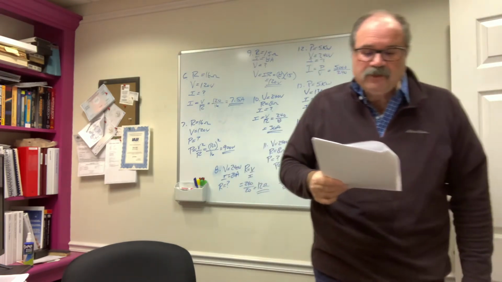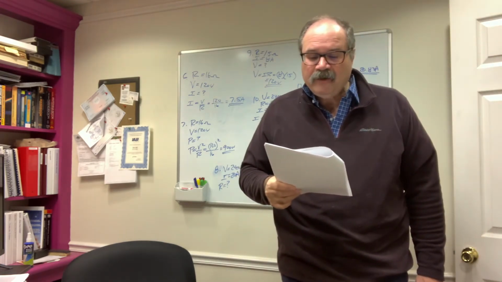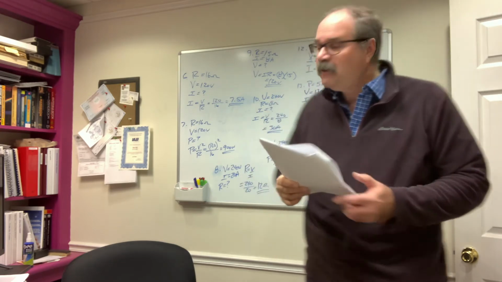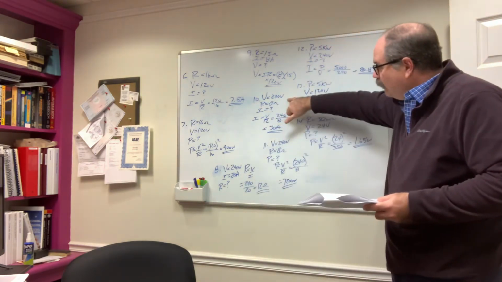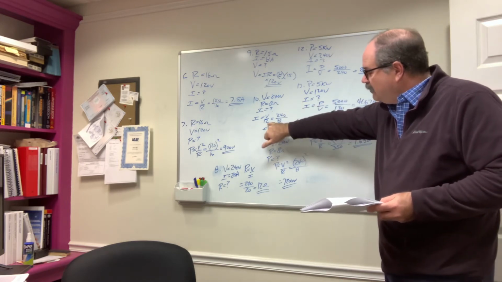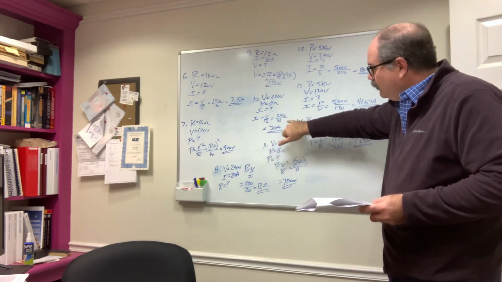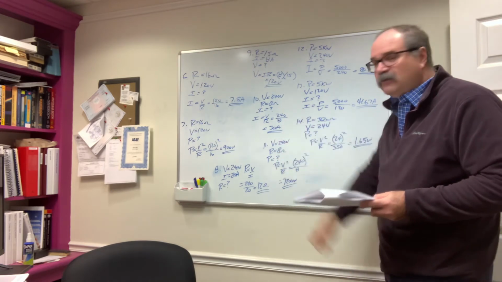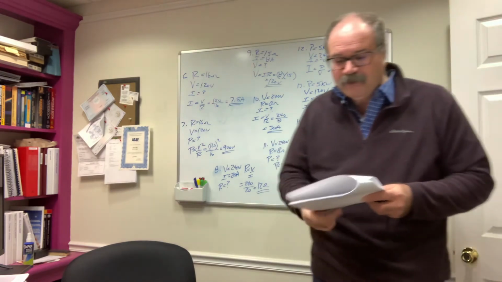Question number 10. A 240 volt air conditioning compressor has an apparent resistance of 8 ohms. How much current will flow in the circuit? Voltage of 240, resistance of 8 ohms. Solve for the current. I is equal to V divided by R. 240 divided by 8 leaves us with a current of 30 amperes.